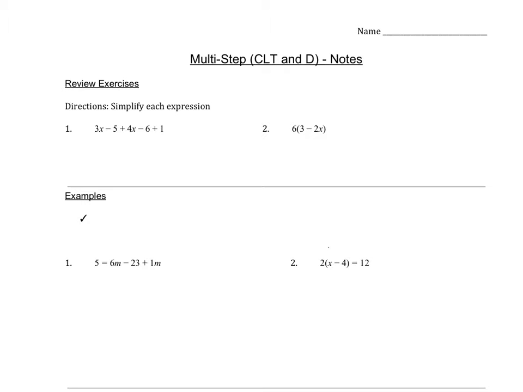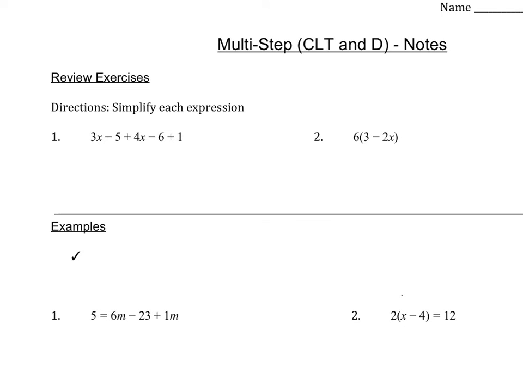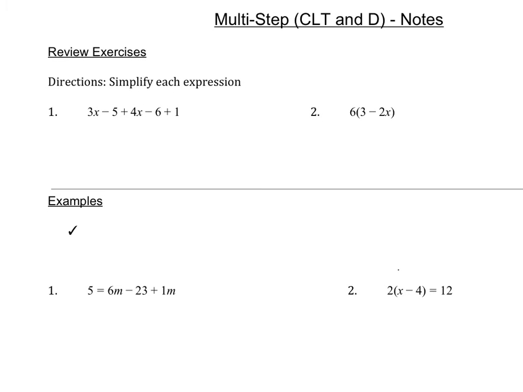So let's first review, in our review exercises, combining like terms and the distributive property. Let's start with number 1. When we combine like terms, remember, we combine all of the same variables. So I have the 3x plus the 4x. That's going to combine to give me 7x. I want to do the same thing for all the numbers. Those are also like terms. So -5, -6, +1. I'm going to combine those.